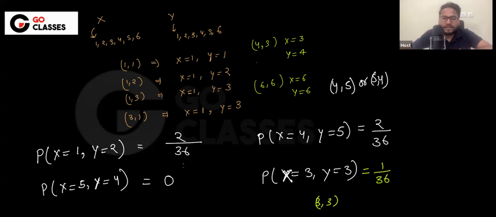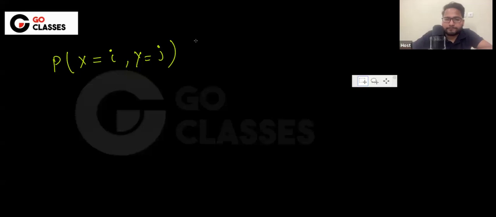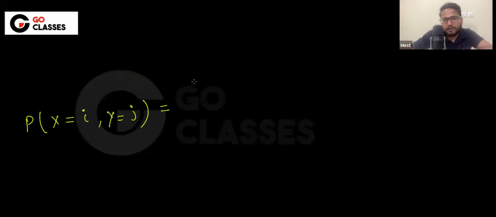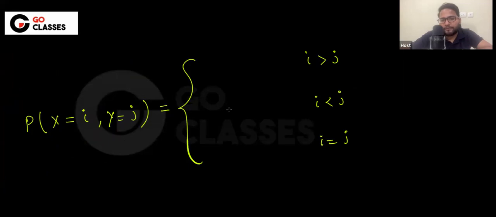So if you want to write the PMF, then you can say the probability of x equal to i, comma, y equal to j, will be, let's suppose, these are the three cases. Suppose i is greater than j, i less than j, i equal to j. Can you tell me what are the answers here? If i is greater than j, then what is the probability?